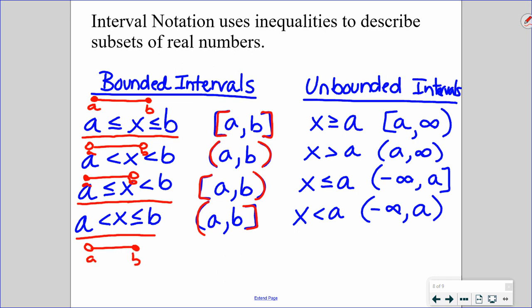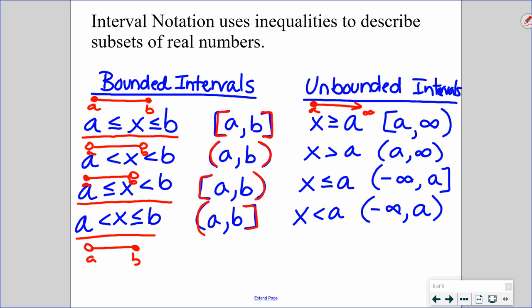Okay. Now, we also might have unbounded intervals. Unbounded intervals is where you only have one endpoint, and then basically your numbers are going to continue on forever, meaning to infinity, in one direction. So in this case, you only have one inequality, like x is greater than or equal to a. If I were to graph this, again, it would be a closed circle, and then we would use an arrow pointing to the right. Arrow to the right means infinity.